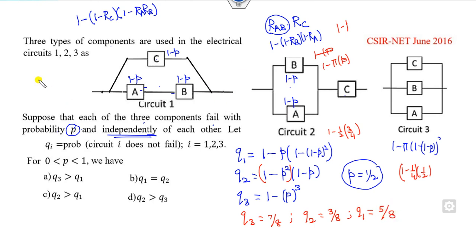Now you can see what I told you, the shortcut tricks. Q3 is greater than Q1 is greater than Q2. Again you can see Q3 is greater than Q1. Fine. Q1 and Q2 both are not the same. Q2 is not greater than Q3. Q3 is. If you want to do some calculation, then you can do. But if you want simple shortcut tricks, you can do it simply.